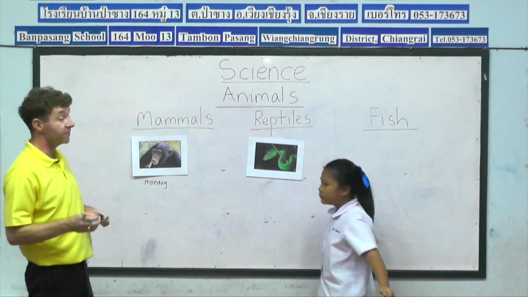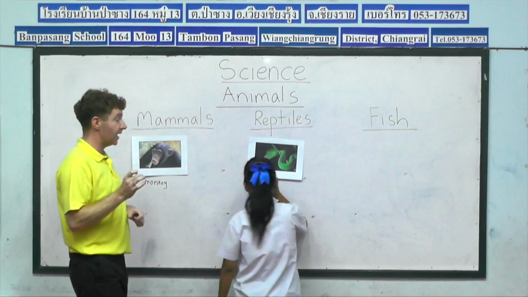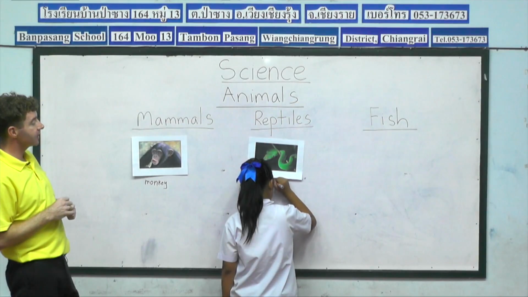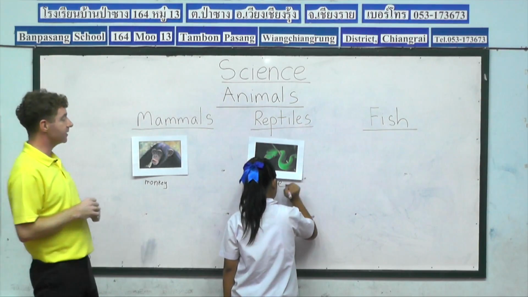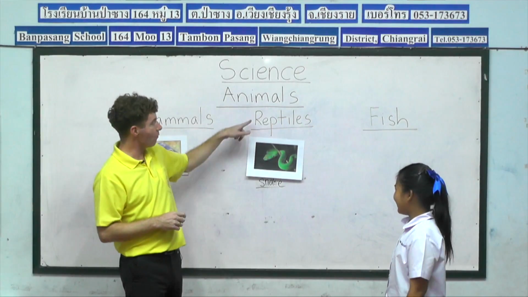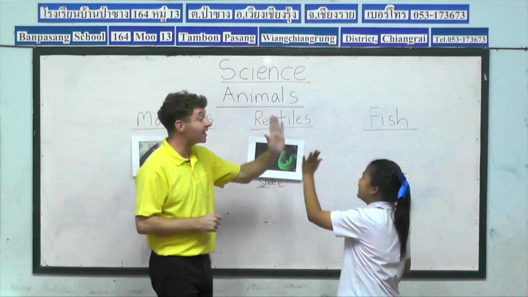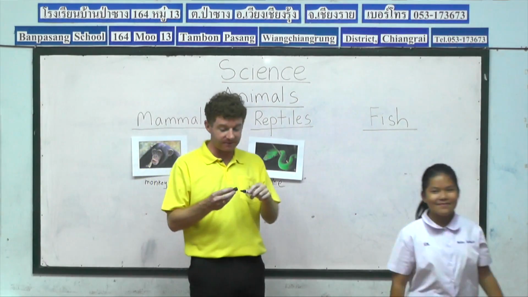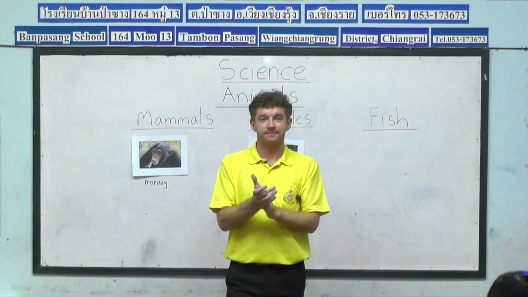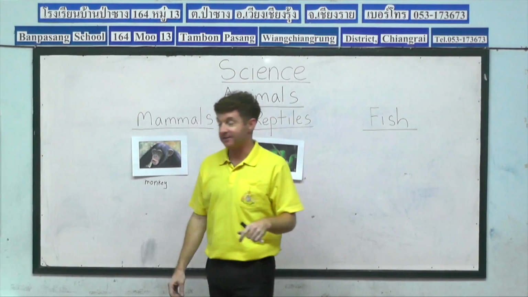Perfect. And then let's help Lakgao to spell snake. S-N-A-K-E. Perfect. So all together, snake. Reptiles. Lakgao, that was brilliant. High five and a big round of applause for Lakgao, please, guys. Okay, so Pat, Lakgao, you can relax. Let's see who's next.